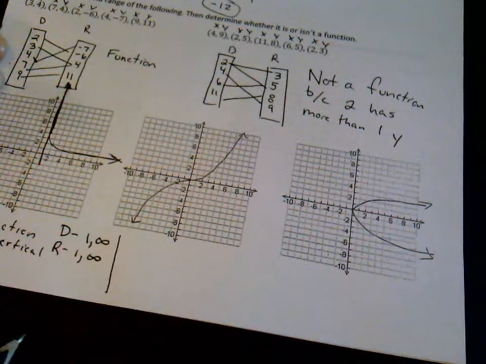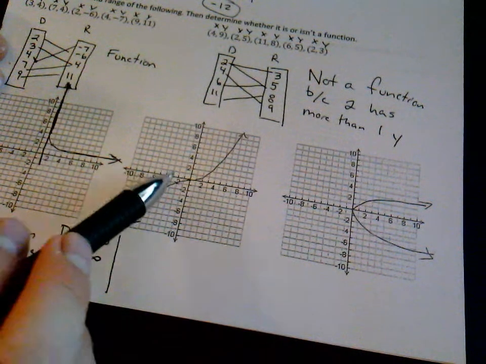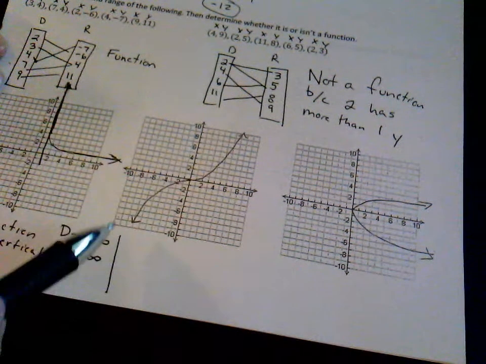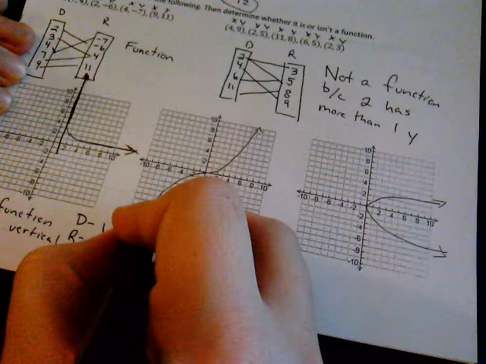This next one. Could we draw a vertical line anywhere and it passed through this little curve more than once? The answer to that is no. So it actually is a function.